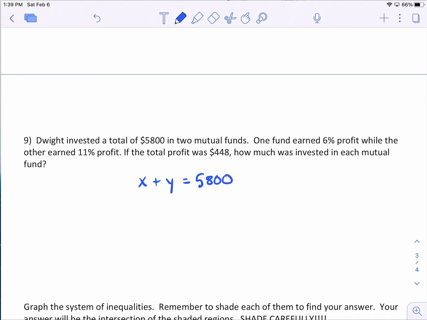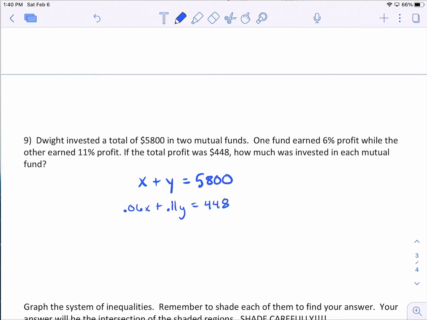Now, the other one talks about the profit: 6% profit and 11% profit for a total of $448. So he made 6% profit on his, we'll say that's with the X. So I'm going to go with 0.06x plus the 11% profit, which would be 0.11y, and that altogether would have to equal 448, for $448 total profit. So like the top equation is how much money I invested total, and the bottom equation is how much did I make in profit? 6% from the first one, 11% from the other one, and altogether it's 448.